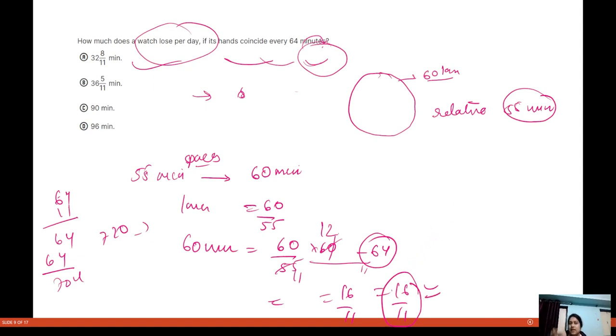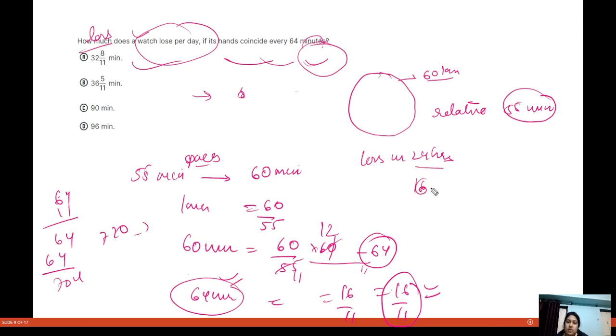So the loss, because now hands are coinciding in 64 minutes, is this much. We have to calculate the loss only. Sorry, this is the loss in 64 minutes, but we have to calculate the loss in 24 hours.